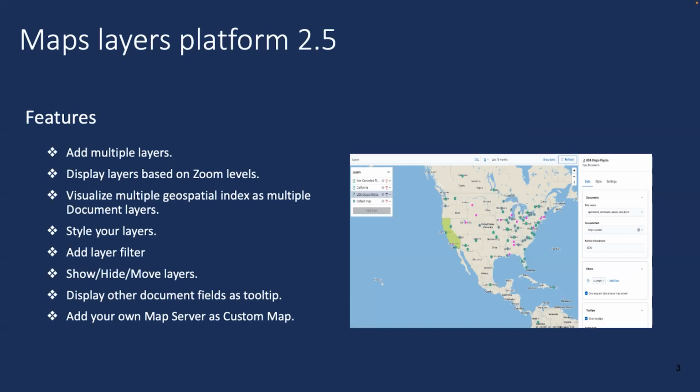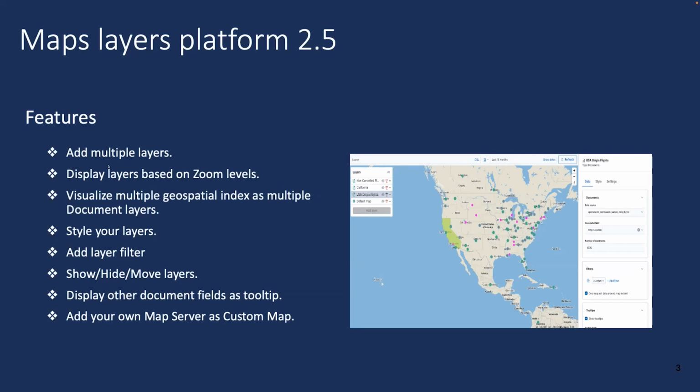In this release, we targeted adding multiple layers, and you can display different layers based on different zoom levels. Also, you can now visualize your geospatial index as multiple document layers. I will go to the demo and show you how it is possible. Not only that, you can also style your own layers rather than default settings. And you can also add some filtering to your index, that way you control what data to see.